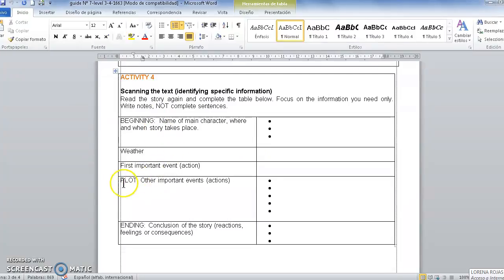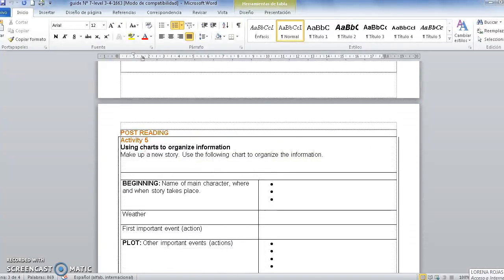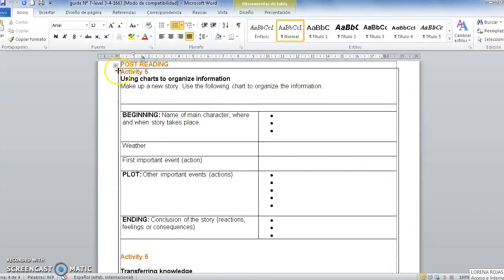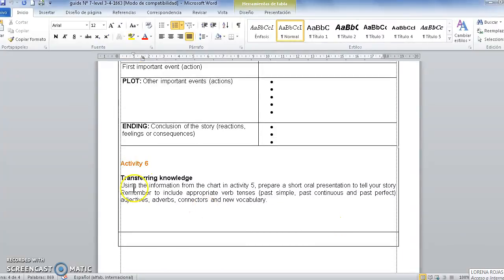Then we have the plot or the central part of the story and the conclusion. You take notes there. And you're going to do the same about a new story. You're going to invent a new story, and you're going to follow the same procedure we used in the previous activity. You're going to write the beginning, trying to answer the questions here, the plot, and the ending, but only with notes. And then we're going to transfer that information.